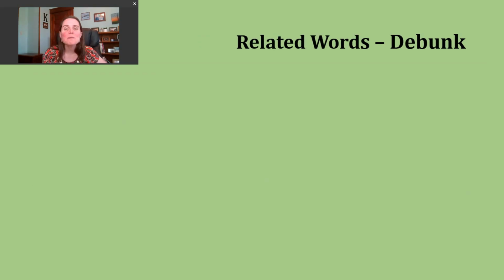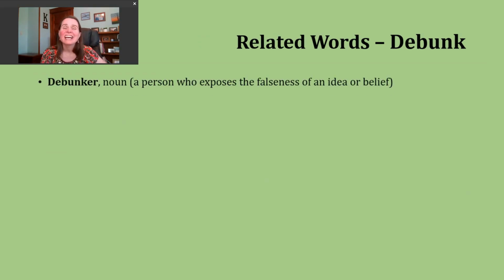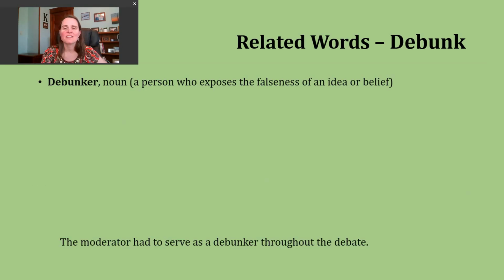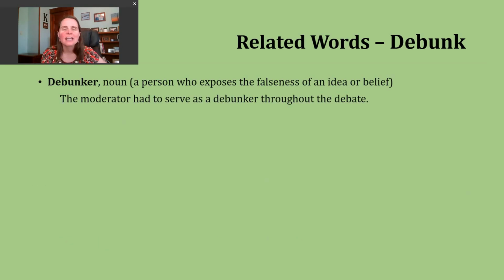Now, let's spend one more moment here looking at a word that is related to our verb debunk, and it's the noun debunker. That suffix er is generally telling us a person or thing that, and we can go back to our root word. So here, it's a person who exposes the falseness of some idea or belief. An example of this. The moderator had to serve as a debunker throughout the debate.